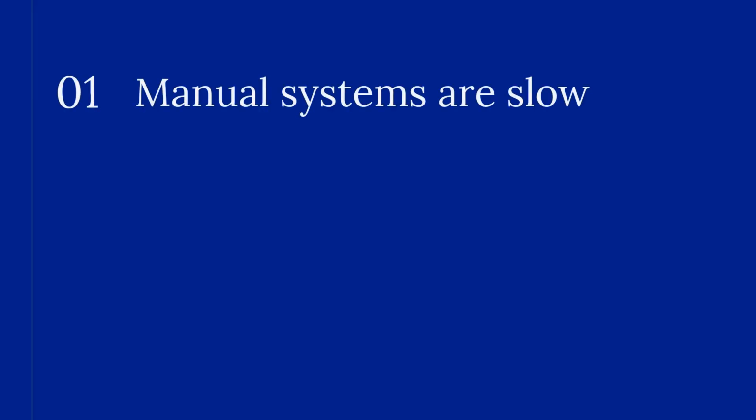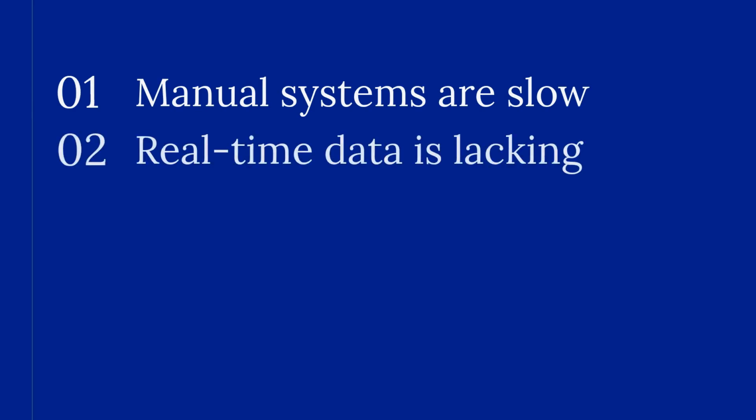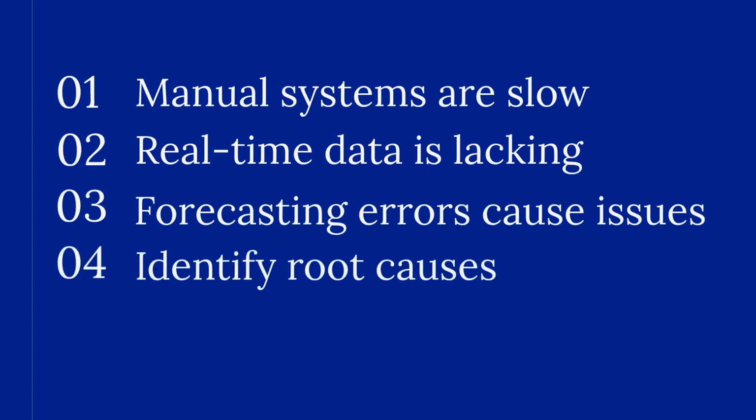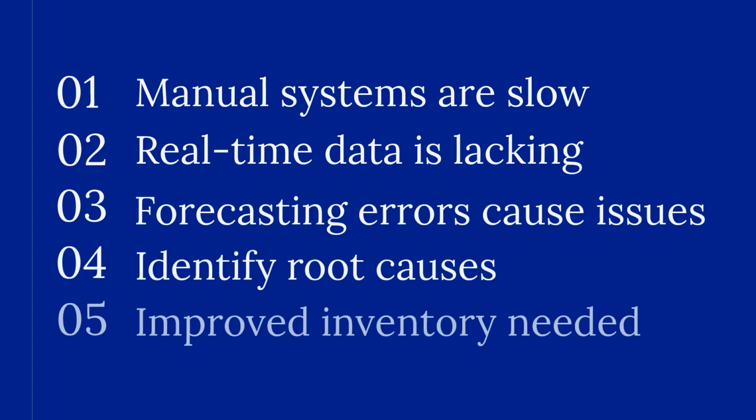Manual tracking systems are error-prone and time-consuming. Lack of real-time data hinders informed decisions. Poor demand forecasting leads to overstocking or stockouts. Identifying these root causes is vital. Addressing them can improve inventory management.